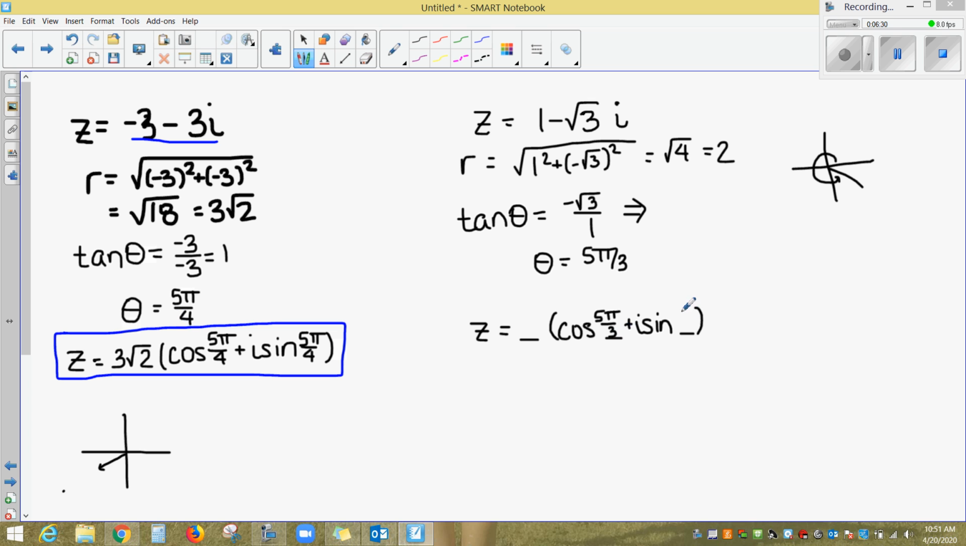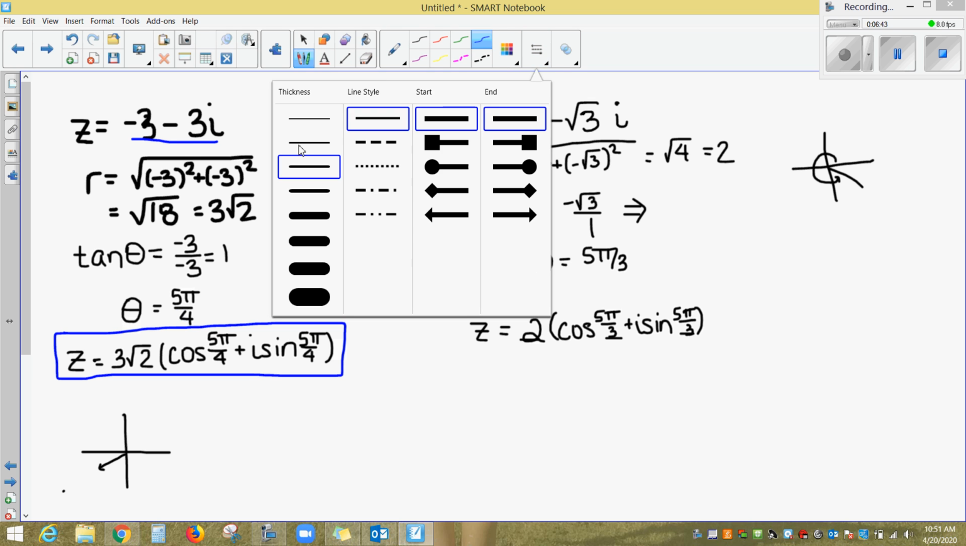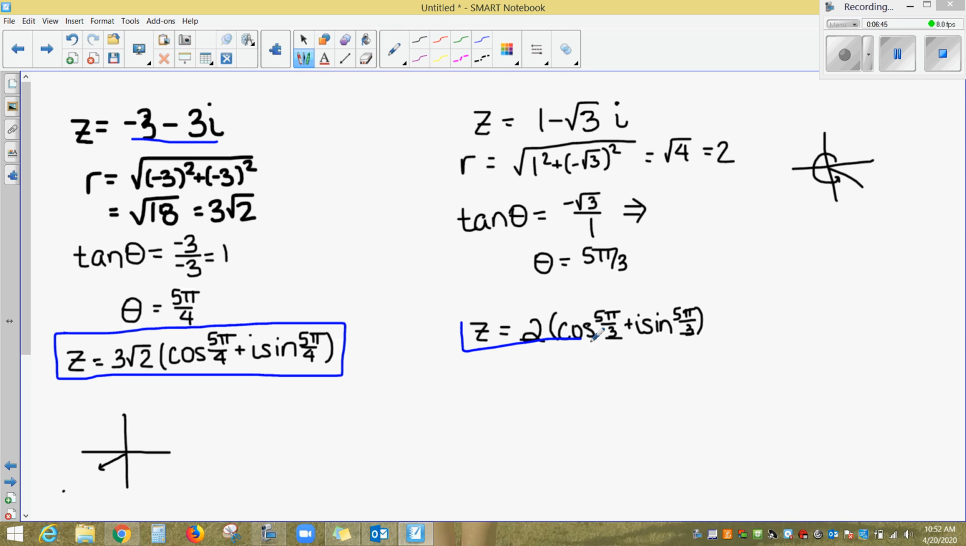When we come to fill in our blanks, our theta goes here both times. Our r goes out in front. We leave it factored out. And here is our trigonometric form of that complex number.